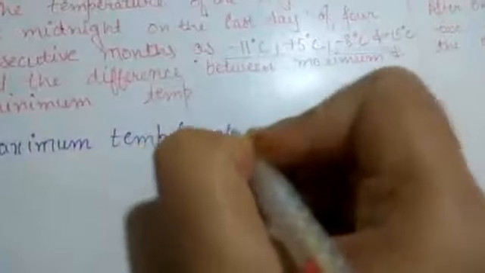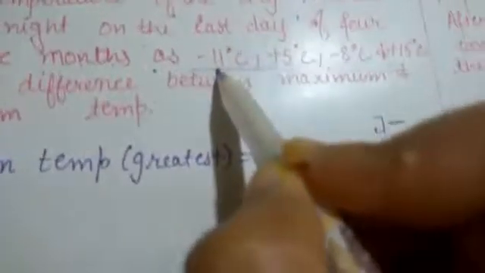So I am writing maximum temperature means greatest. I am writing this just for explaining you. Now you tell me, one word is -11 plus 5 minus 8 and plus 15. Negative integers are not greatest. Positive integers are always greatest. And now here two numbers are with positive sign. One is 5 and one is 15. You tell me 5 is greater or 15 is greater. Obviously, 15 is greater. So that means the maximum temperature is 15 degrees Celsius.